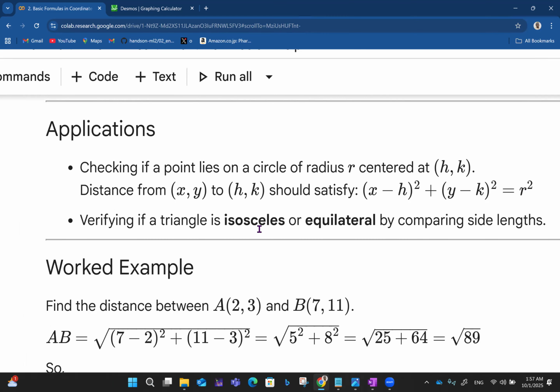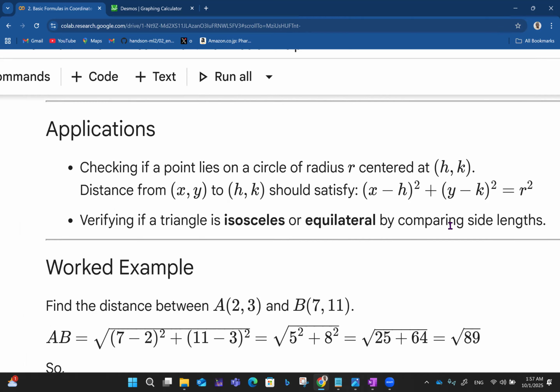Another application is verifying if a triangle is isosceles or equilateral by comparing side lengths. If you want to look at all the lengths of a triangle, you can calculate the distances. If they are all equal, of course, that will be equilateral. If two of them are equal and the third one is not, that is isosceles. If they are all different, that will be scalene, right? So you can use the distance formula to take care of all of this.